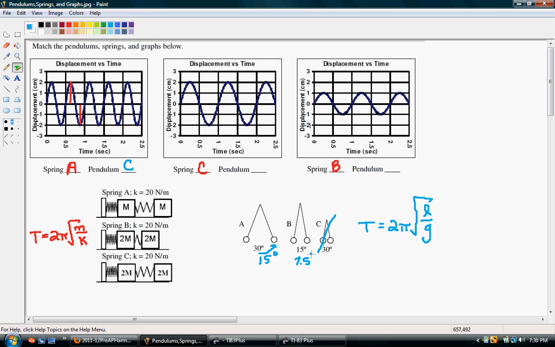Remember, amplitude is measured from the center or equilibrium position to one side. So the equilibrium position would be right down through the center. Anyway, since pendulum A has a greater amplitude, it must be represented by the second graph. And that means that pendulum B must be represented by the third graph.